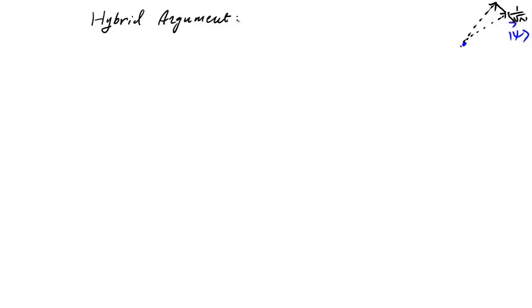So how does this argument work? First, let's represent our test run of the algorithm. Let's say that we have these steps, 1, 2 through capital T. And each time we are answering our queries in each of these runs using the function f, which is identically zero. It's a test run.